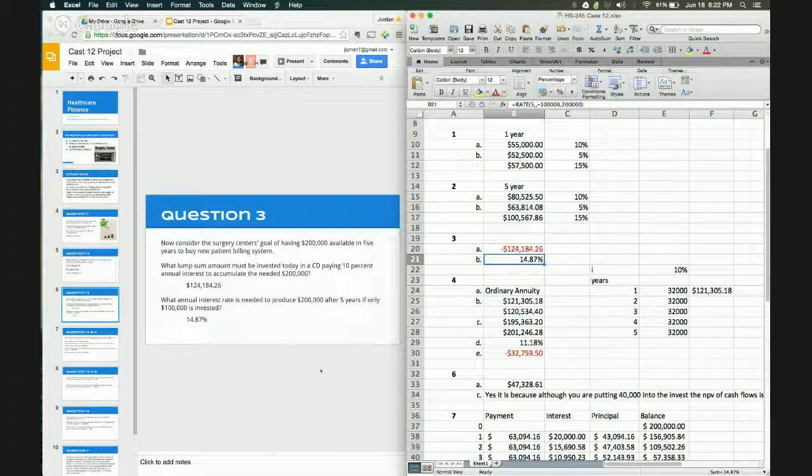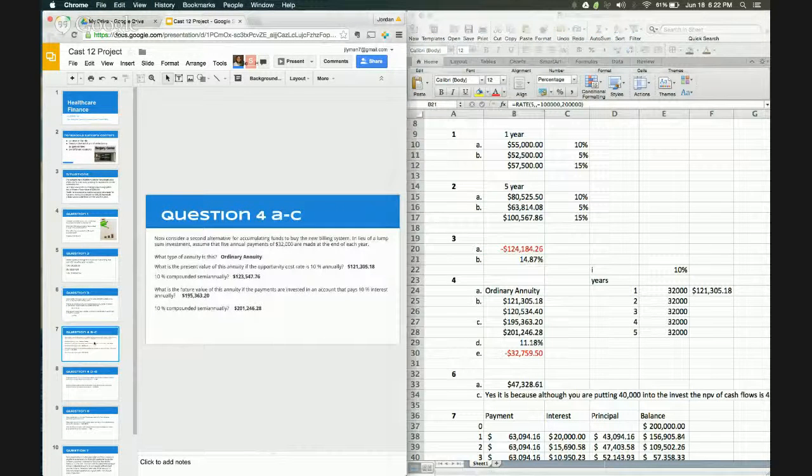On to question 4. The first part of question 4 says, now consider a second alternative for accumulating funds to buy the new billing system. In lieu of a lump sum investment, assume that 5 annual payments of $32,000 are made at the end of each year. So part A asks us what type of annuity is this? And the answer is ordinary, because the payments are made at the end of each year.